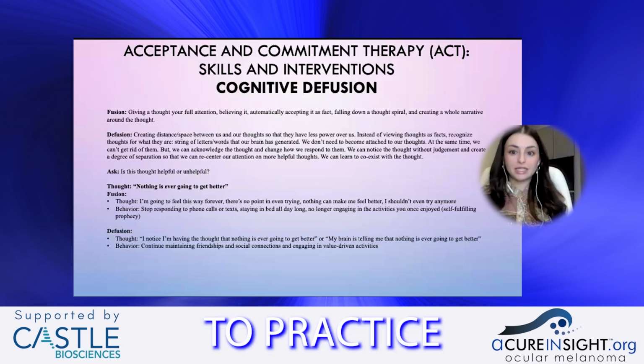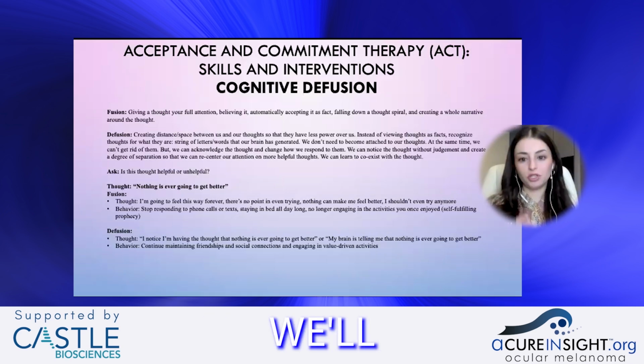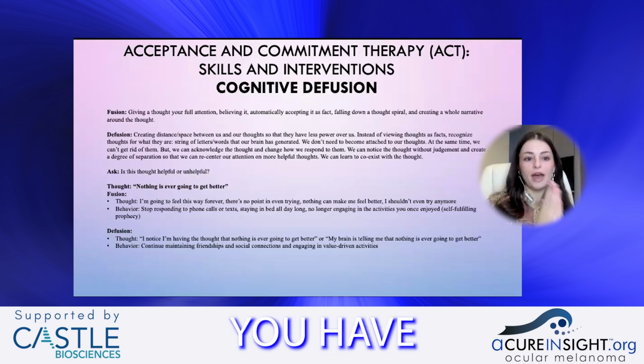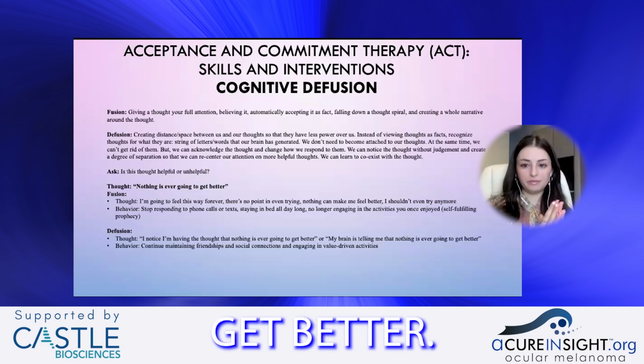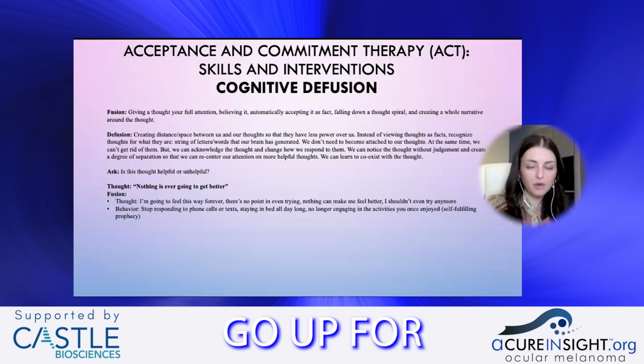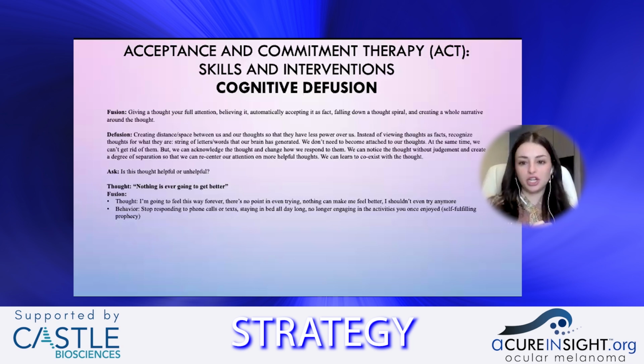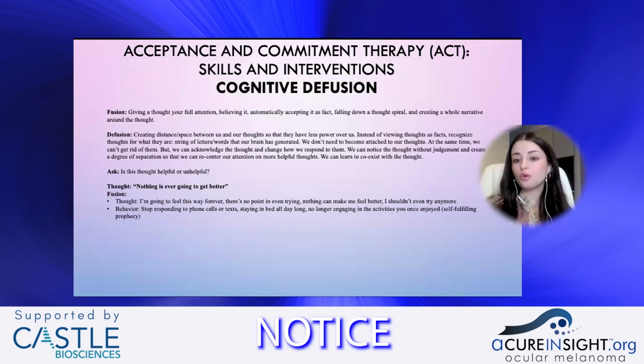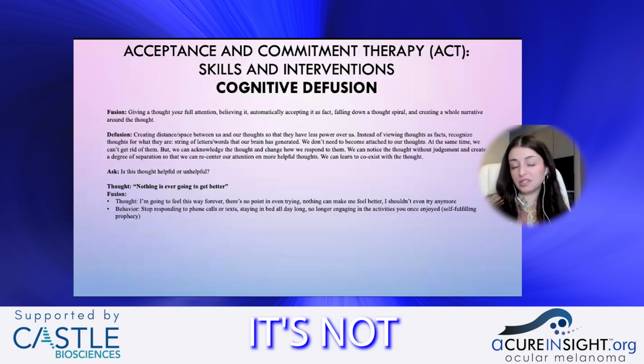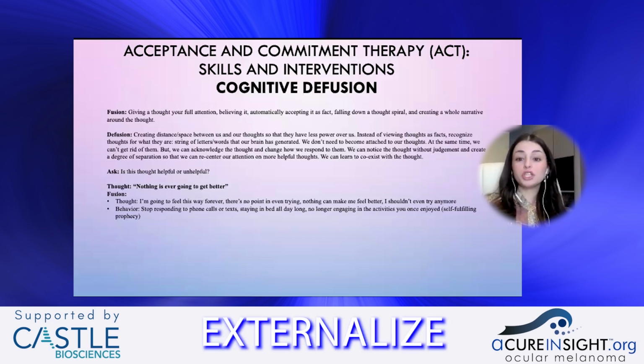If we were to practice cognitive diffusion, and again, on the next slide we'll talk about how to do this, you have that initial thought: nothing's ever going to get better. And actually, I'm going to go up for a second. One strategy for cognitive diffusion is, when you notice yourself having a thought that's unhelpful, that's not helping you, you externalize the thought.